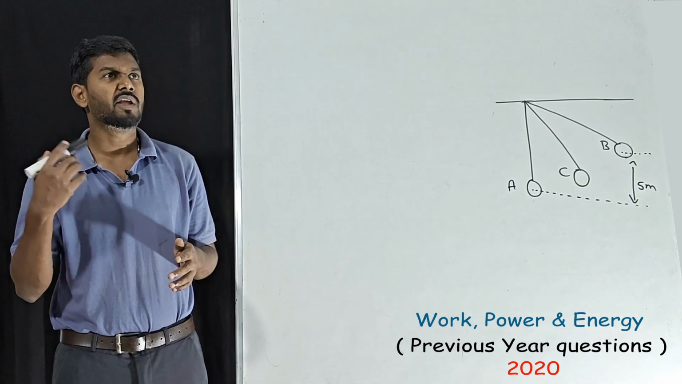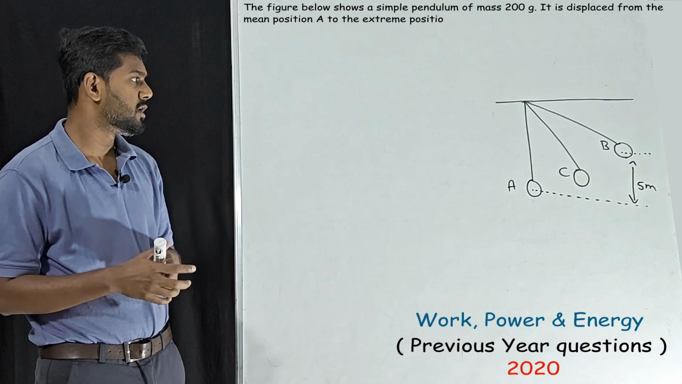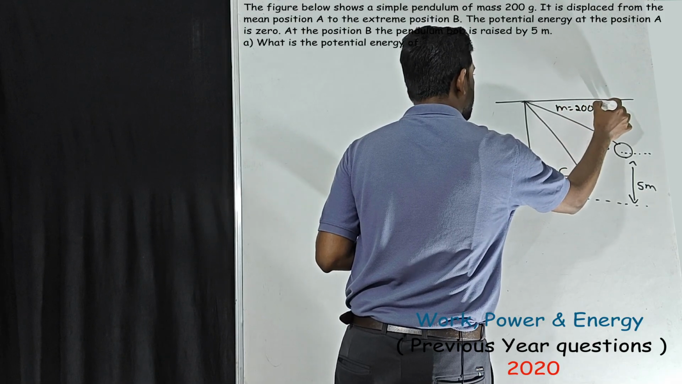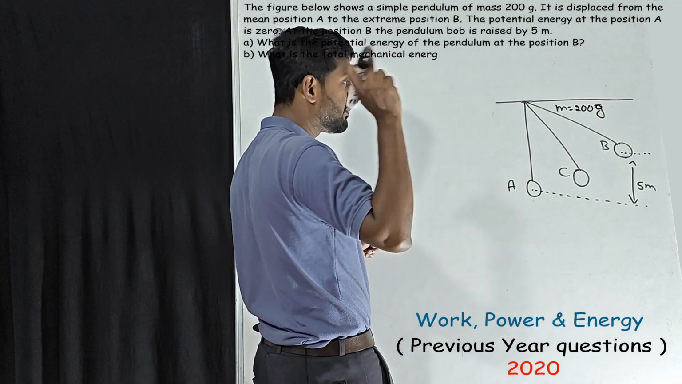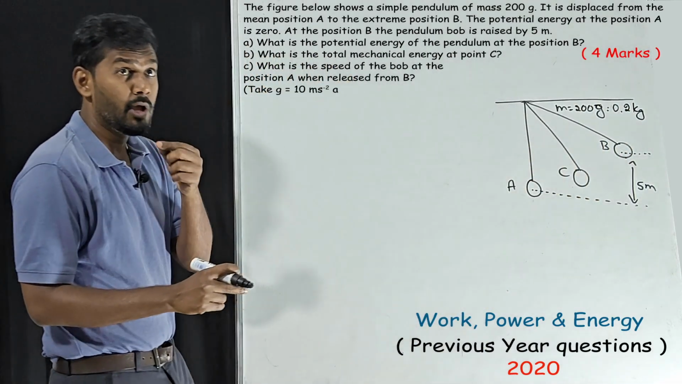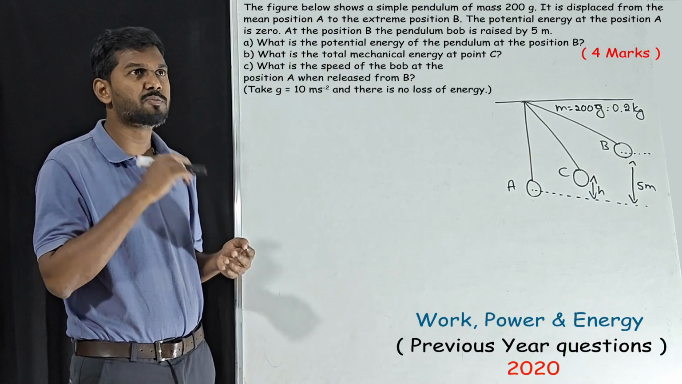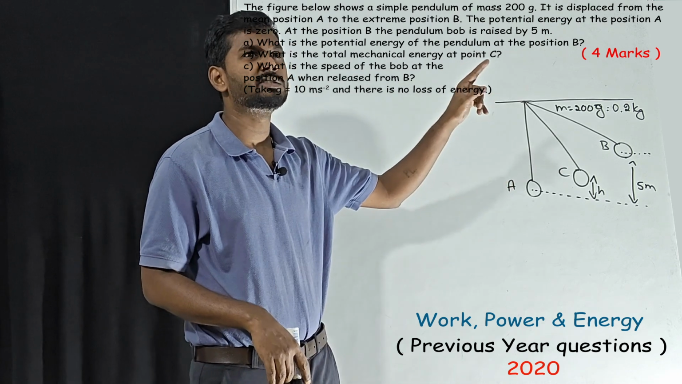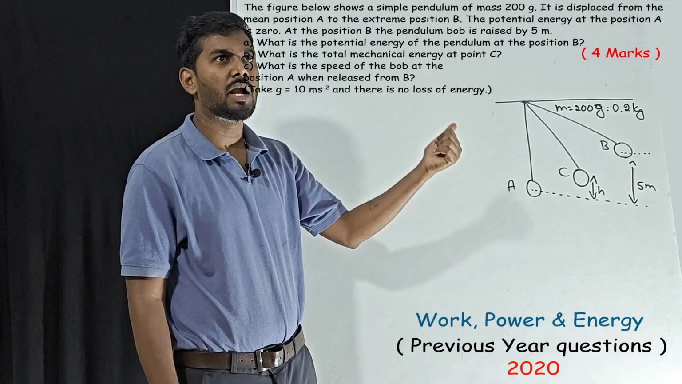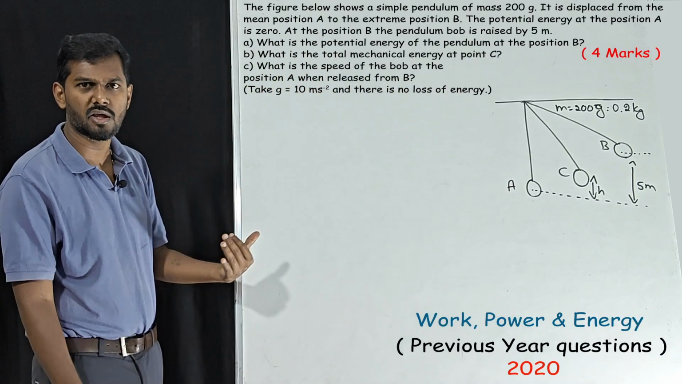Okay, that's it. Our next question: the figure below shows a simple pendulum of mass 200 grams. So what is the mass of this pendulum? 200 grams. It has to be converted to SI unit, keep that in mind. So that is 0.2 kg. Mass should be 0.2. If you take 200 everywhere, everything will be wrong. It is displaced from the mean position A to the extreme position B. The potential energy at the position A is 0. At the position B, the pendulum bob is raised by 5 meters.